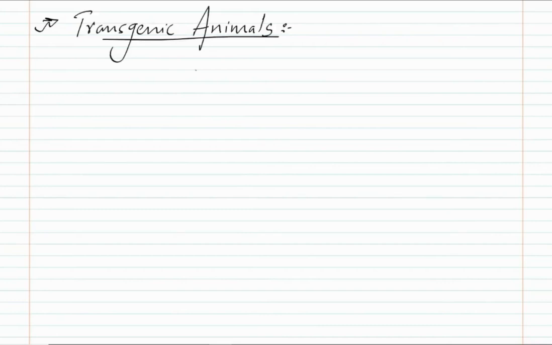In the previous video, we had discussed molecular diagnosis. In this video, we are going to discuss transgenic animals. So what is a transgenic animal? Animals that have their DNA manipulated and they express a foreign gene. All such animals are known as transgenic animals.